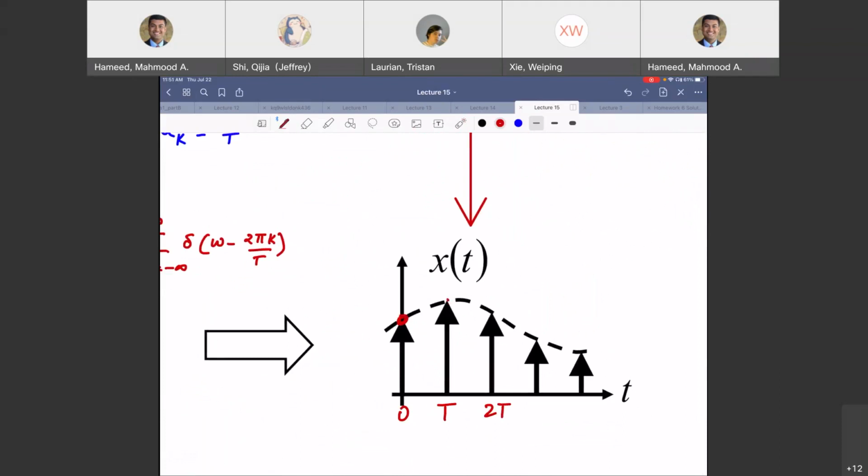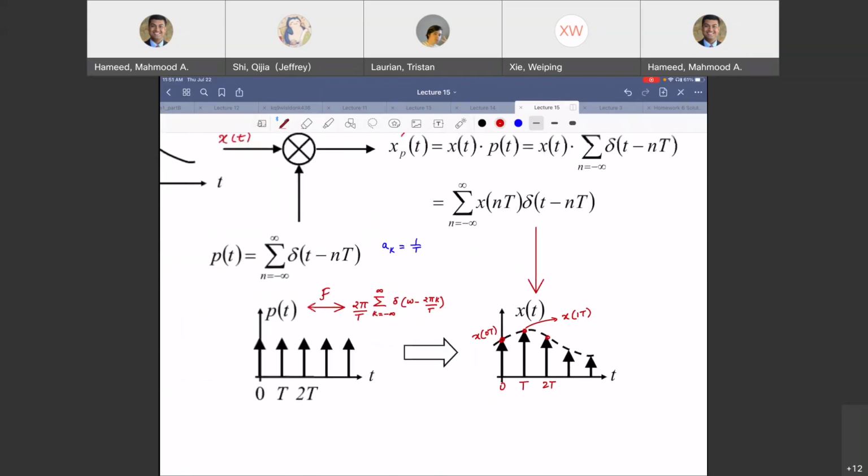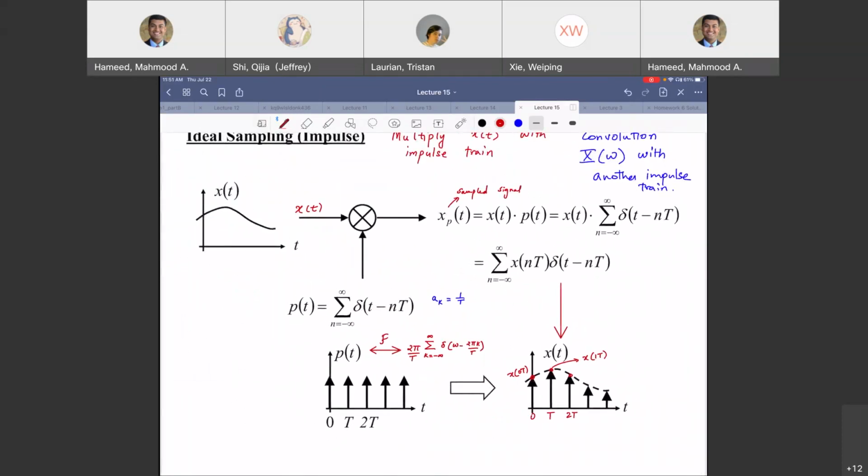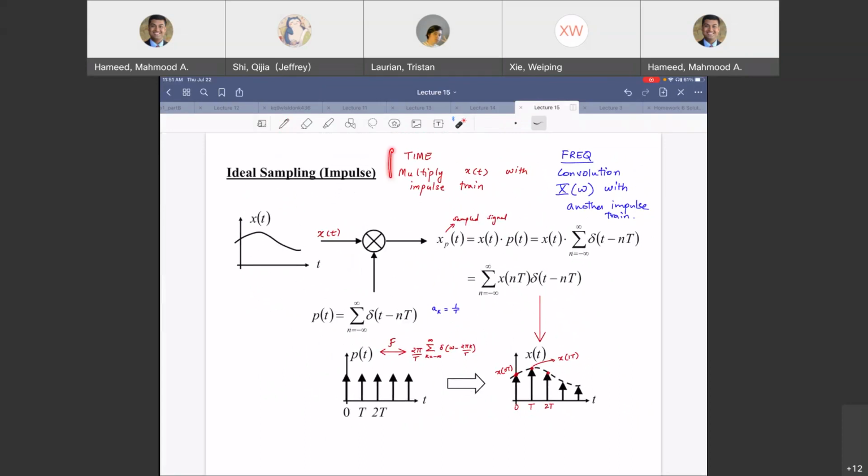Their amplitudes are going to be x of 0T, x of 1T, 2T, 3T, and so on, right? So only the weights of the impulses have changed because of that. All of this is the time domain view, right? So we are over here in all of this. Questions about this slide?